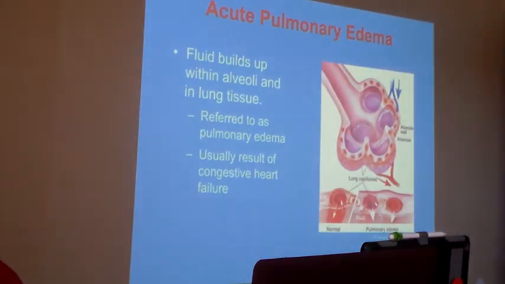All right. Then we have acute pulmonary edema. What happens in acute pulmonary edema is the fluid that is running through the bloodstream and into the capillaries during gas exchange actually crosses that semi-permeable membrane into the lungs themselves. Okay? You have so much excess fluid that it's starting to back up into the lung fields. And again, when that happens, gas exchange cannot take place. This is often referred to as pulmonary edema.